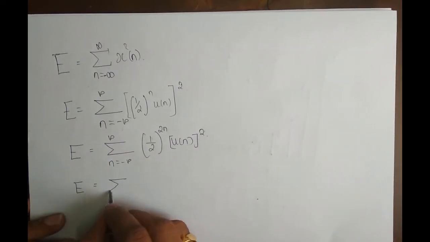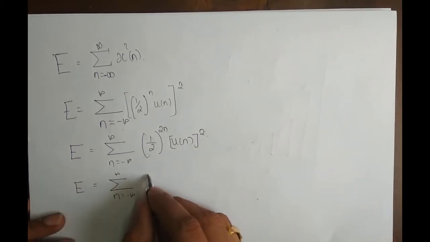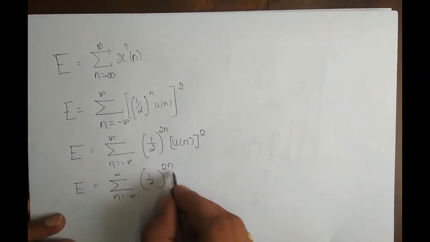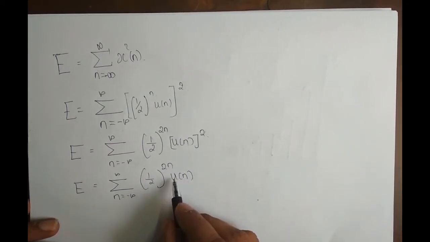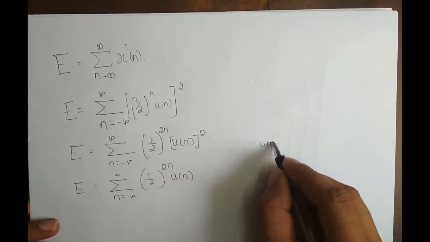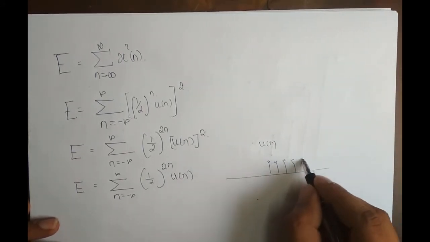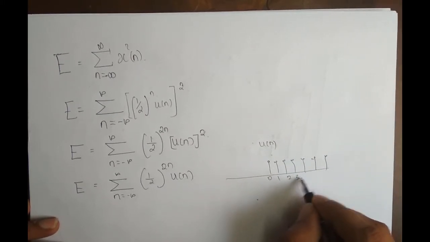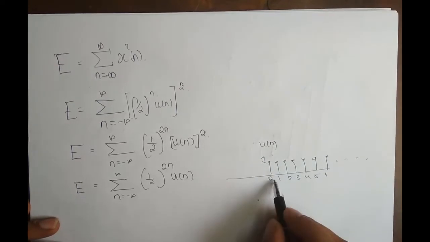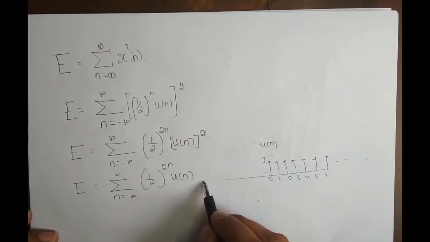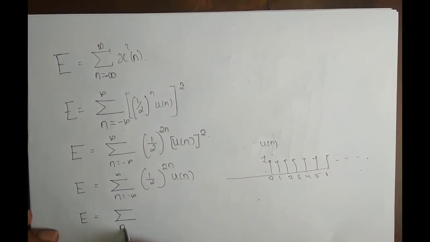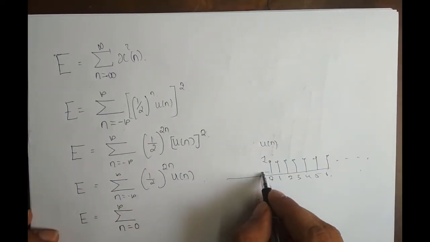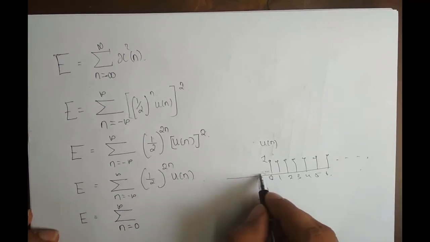So energy is equal to summation n varying from minus infinity to infinity 1 by 2 power 2n u of n, right? And u of n, what is the value of u of n? I mean, u of n is defined from where to where? So u of n is defined from 0 1 2 3 4 5 6 dot dot dot, from 0 to infinity, right? So what about the other values of n? It is completely 0. So I'll make this summation n varying from 0 to infinity, because it is completely 0 for negative values of n, right?